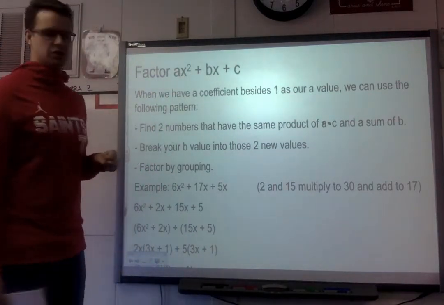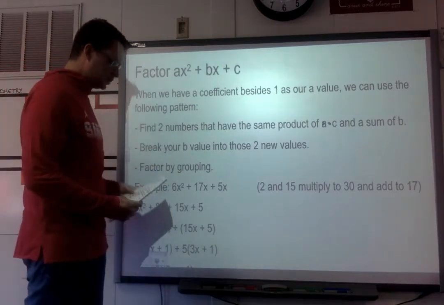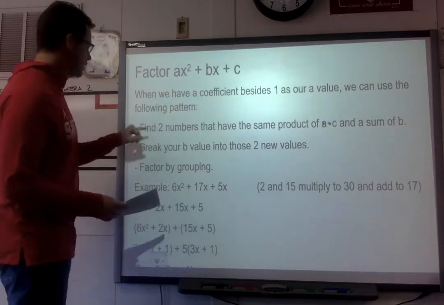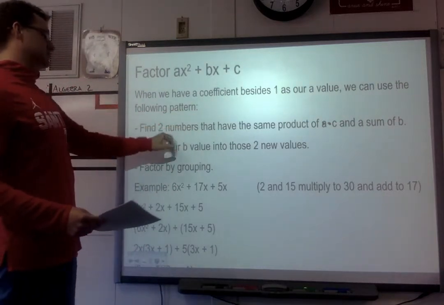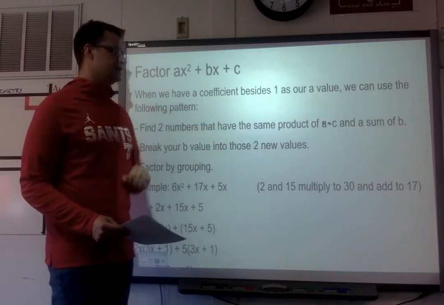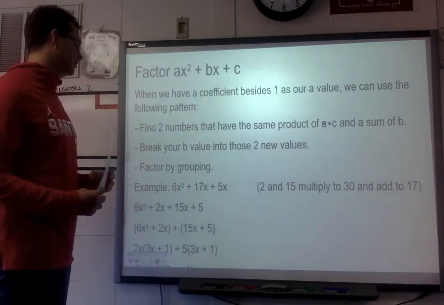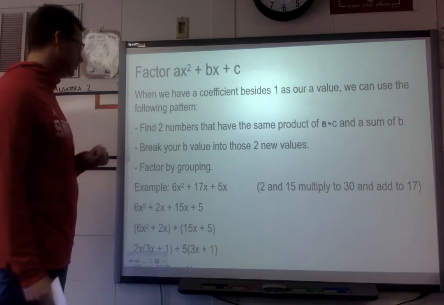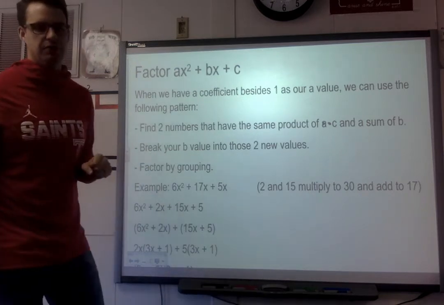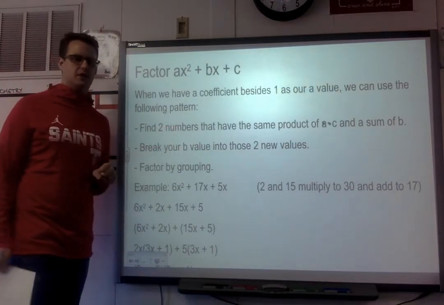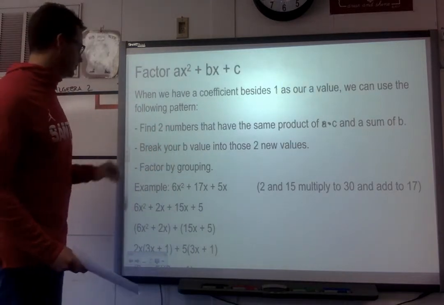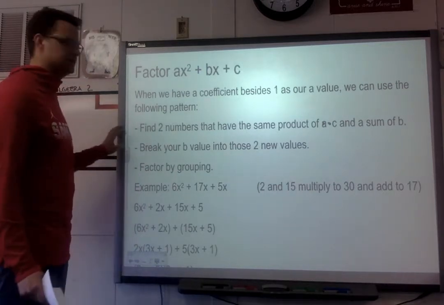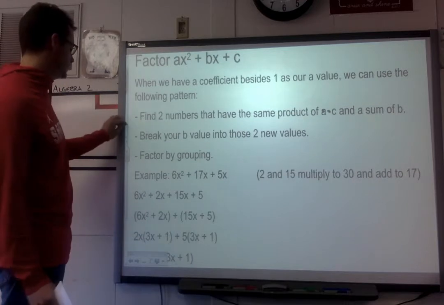I got into this a little bit in the last lesson, where on our diamond method we put a times c in the top and b in the bottom. So again, we need two numbers that have a product of a times c and a sum of b. Then we break our b value into those two new values and factor by grouping. This is the first method. The second method will not include grouping, but it will include that diamond method we talked about last time.